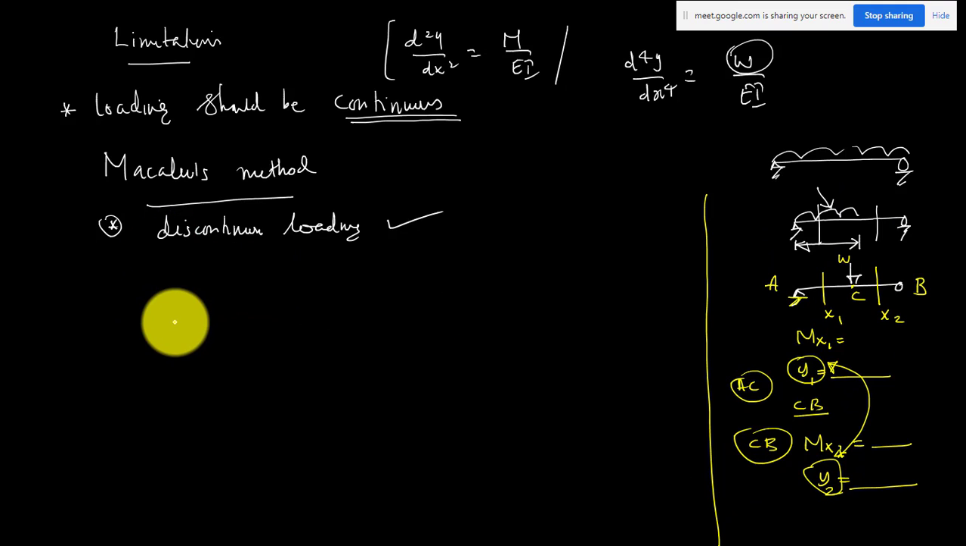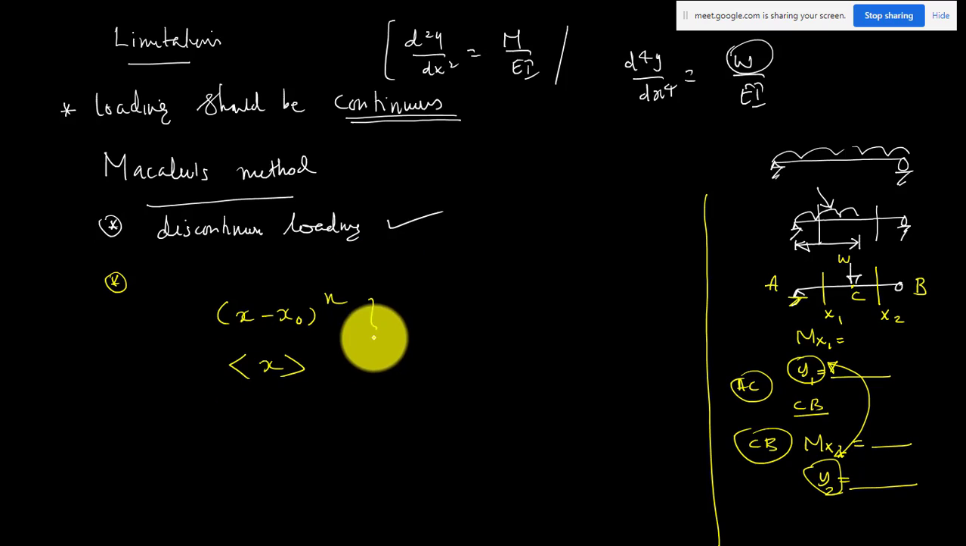So in that case we have to go for Macaulay's method. I will explain this method with the help of an example. All the theory required, I will be covering in that example. We will write all the moment terms in a form like x minus x0 raised to n, with a bracket term.